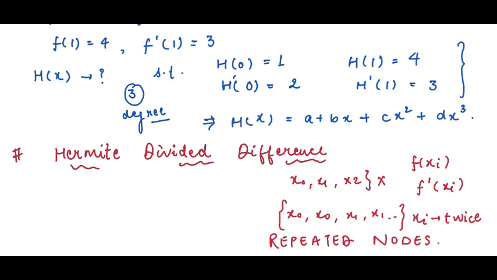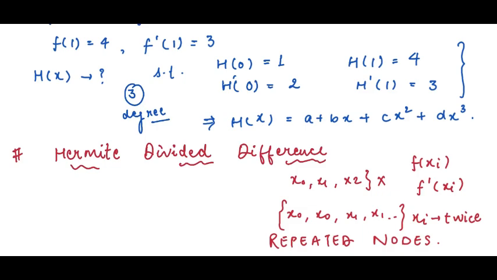This x0, x0. Similarly, if we know both function and first derivative at x1, we write it as x1, x1. Then our sequence becomes x0, x0, x1, x1 and so on. And this allows derivative information to appear naturally in the divided difference table.